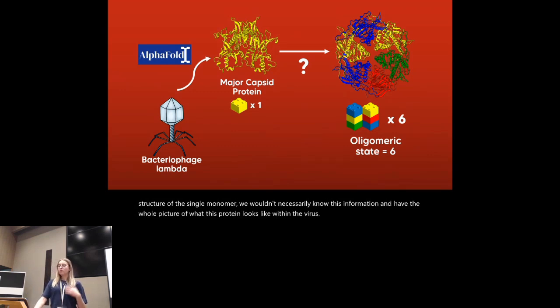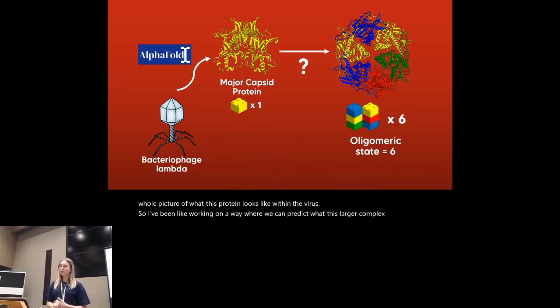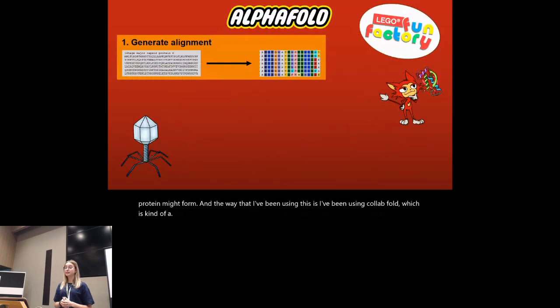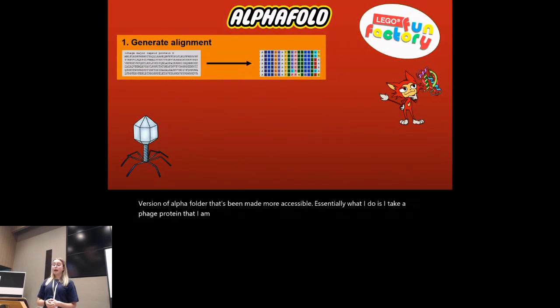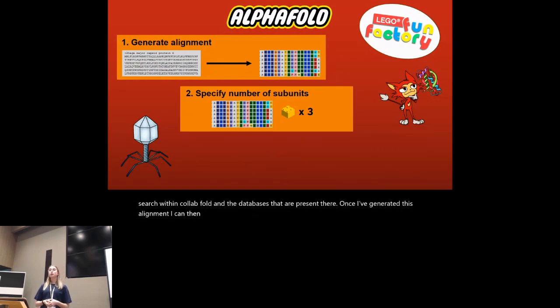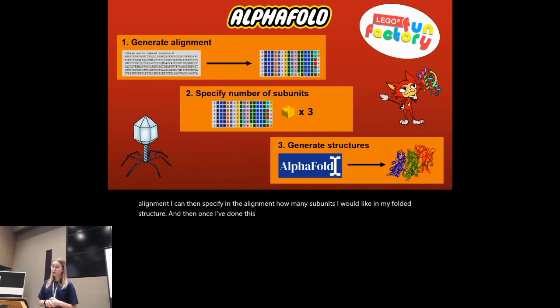So I've been working on a way where we can predict what this larger complex is that this protein might form. And the way that I've been doing this is I've been using ColabFold, which is kind of a version of AlphaFold that's been made more accessible. Essentially what I do is I take a phage protein that I am interested in and build a multiple sequence alignment of it using the search within ColabFold and the databases that are present there. Once I've generated this alignment, I can then specify in the alignment how many subunits I would like in my folded structure. And then once I've done this, this model gets folded using AlphaFold with the number of subunits that I've specified. So for example, here it was 3, so I'm going to get a complex here with 3 subunits.